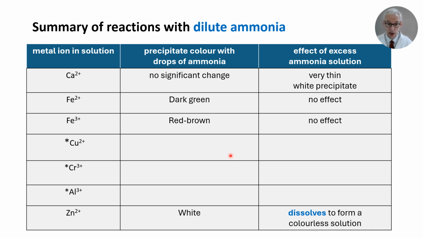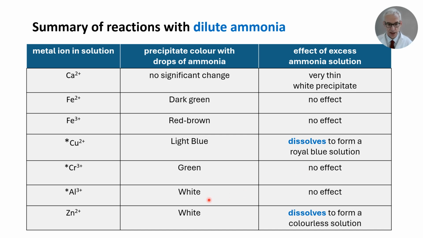Okay, so copper 2+ is a light blue, it dissolves to form a royal blue solution. Chromium 3+ forms a green precipitate that is not soluble, that is insoluble in ammonia. And aluminium again forms a white precipitate, but unlike in excess sodium hydroxide, in excess ammonia, it is insoluble.